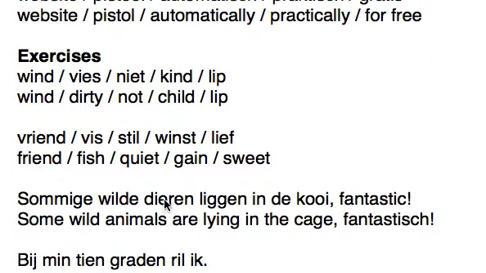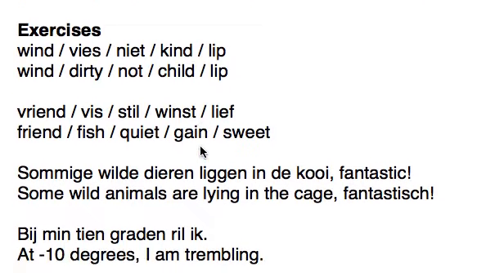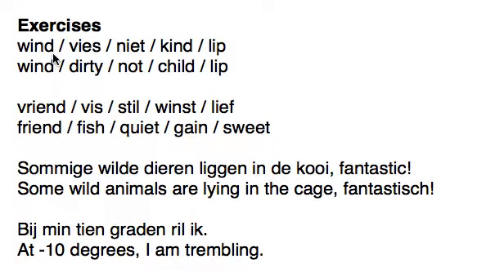All right, let's do some exercises. You get 3 seconds to put the video on pause and pronounce the following row before I pronounce them. So that's 3, 2, 1. Wind, vis, niet, kind, lip. Next row, 3, 2, 1. Vriend, vis, stil, winst, lief.